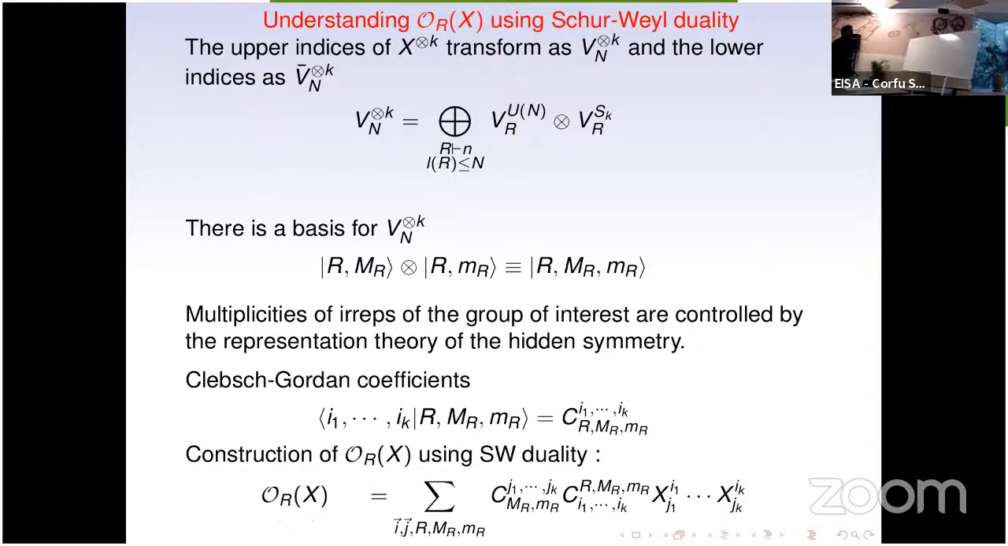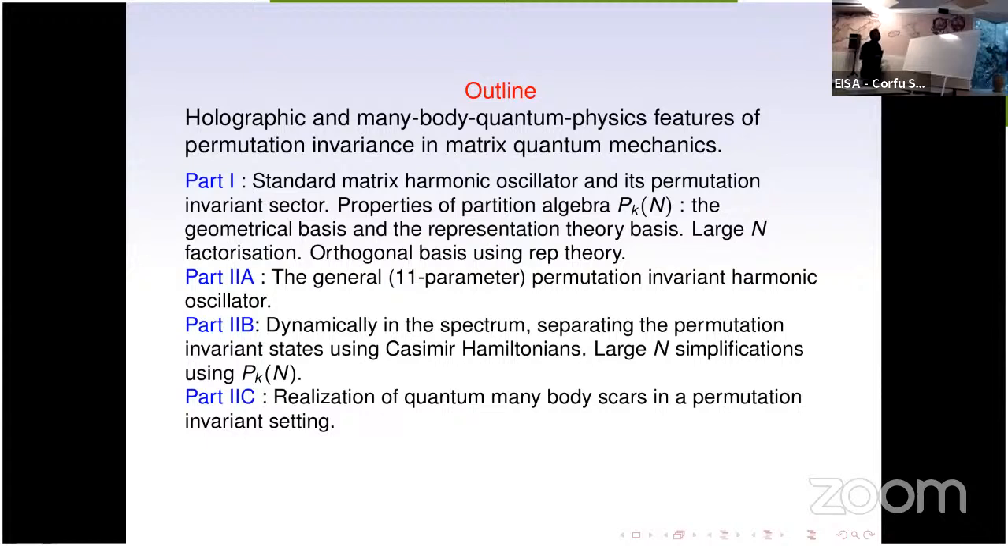Great. So what I'll do in this talk is to talk about some holographic and many-body quantum physics aspects of permutation invariants in matrix quantum mechanics. So I'll start with a standard matrix harmonic oscillator. It has actually UN or even UN squared symmetry, the Hamiltonian itself. But a subgroup of that symmetry is SN. And you can ask, how do I look at the permutation invariant sector and describe it? So we will do that, and we'll use partition algebras concretely to do that.